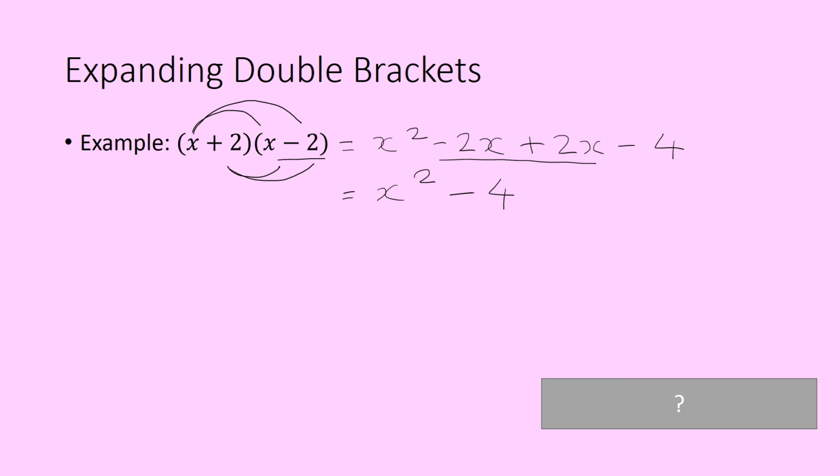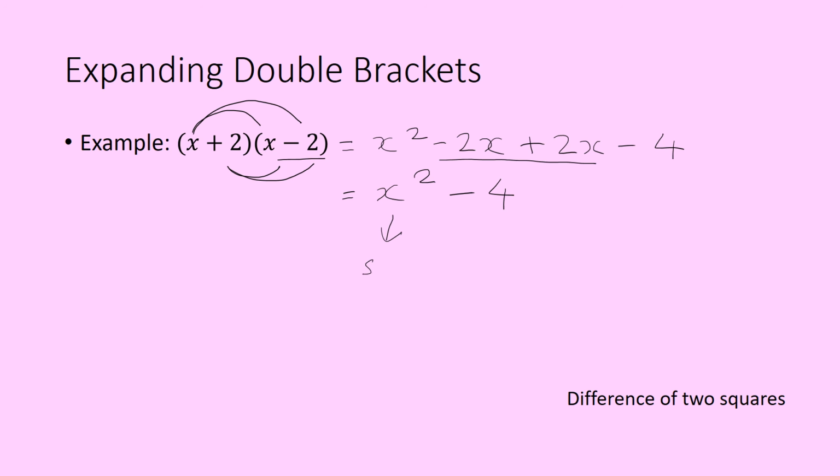So this is a special case called the difference of two squares, because this x squared is a square and 4 is a square, and so it's the difference between them, so it's called the difference of two squares. It's a very special case, and it's when you had x plus 2 times x minus 2, you end up with a difference of two squares.